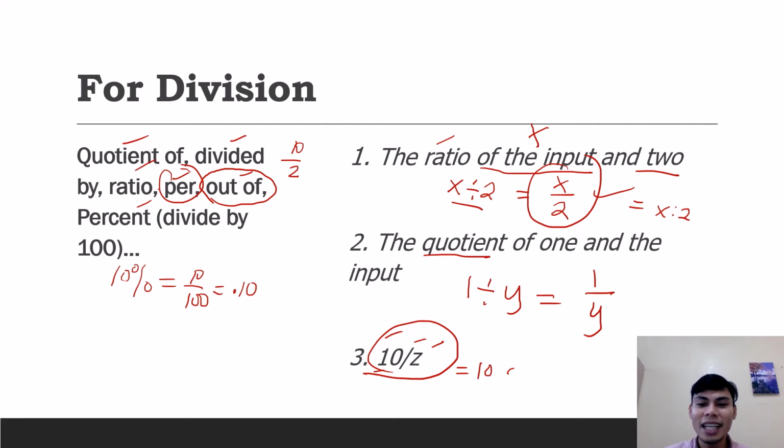So, ang basic lang, 10 divided by z. O yan. Ganyan lang po ka-basic. Yan lang po ang dapat yung tandaan.